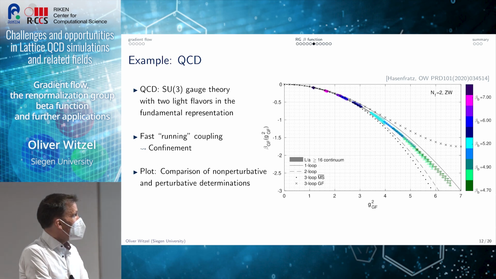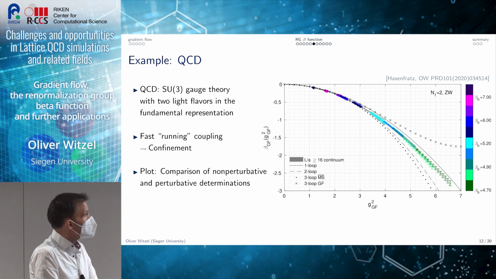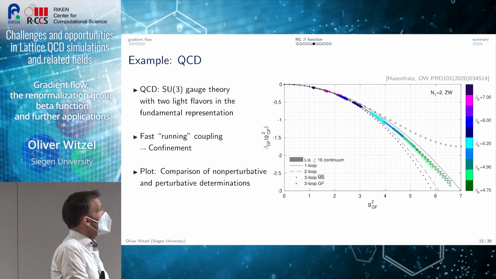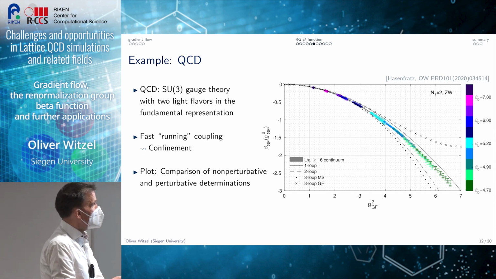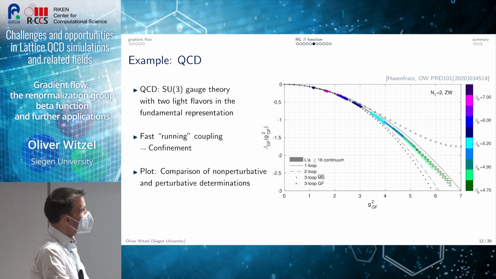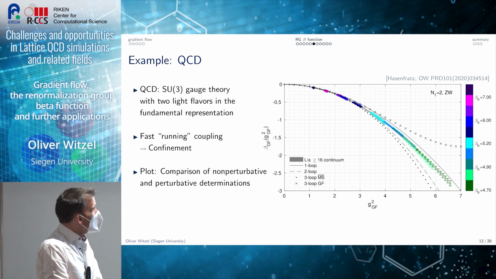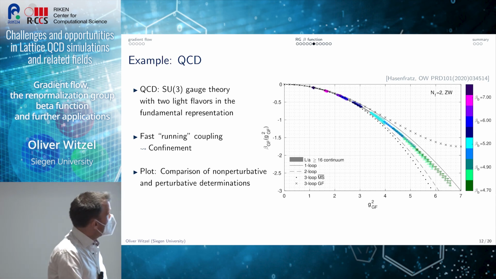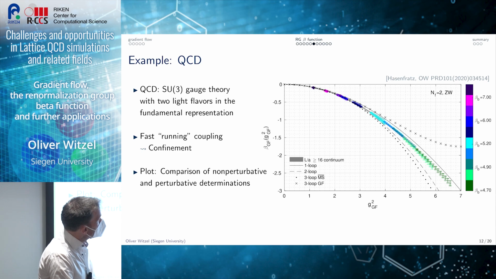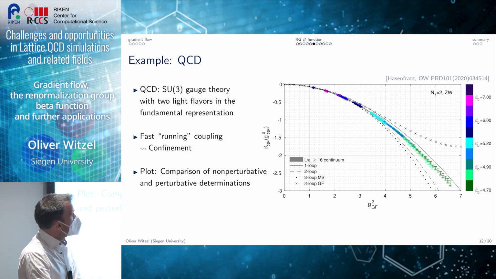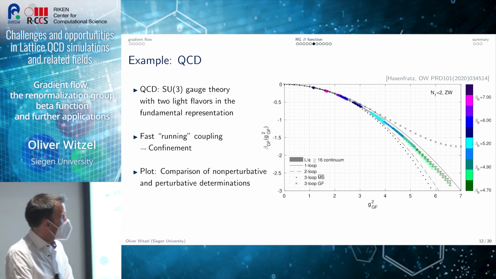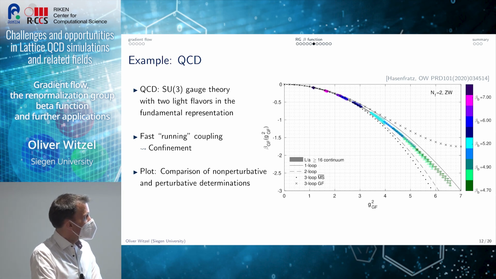And since I'm running out of time, this is the result for NF equal 2. So it's SU3, 2 light, or I should say massless flavors. We see the fast running coupling. And what is very barely visible, our continuum limit is the little gray line showing up behind the data points. The data points are the different simulations at the Bayer couplings as before.